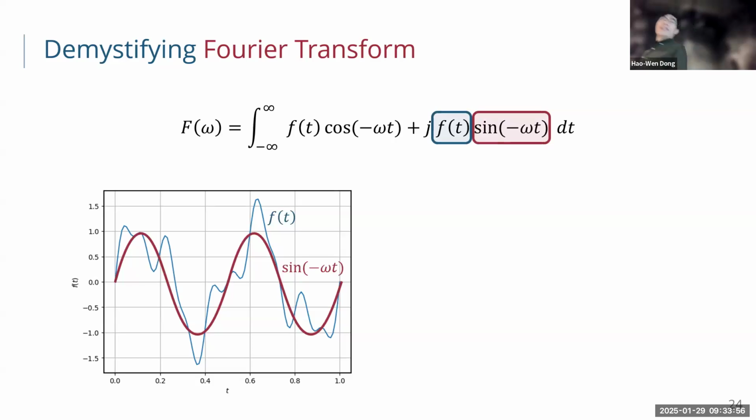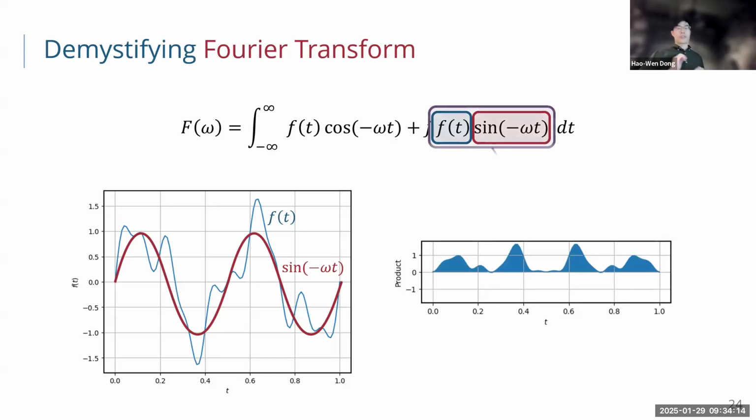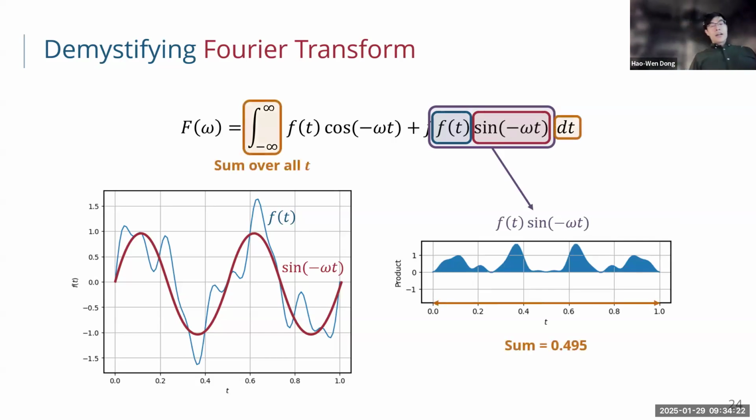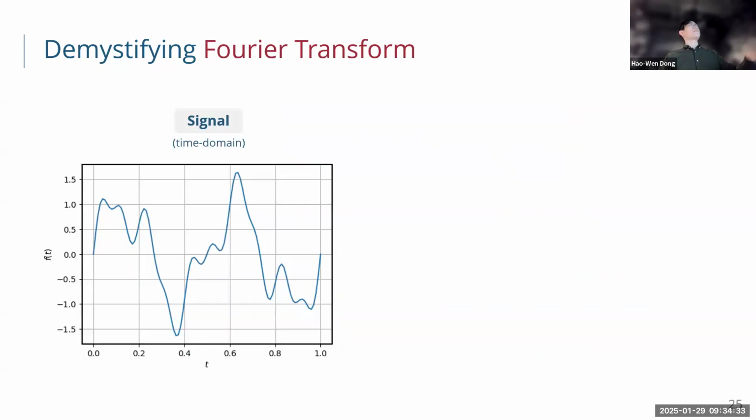So what we are doing in Fourier transform in the formula, even if it looks quite terrifying, fundamentally is checking whether the signal and that potential sine wave match or not by computing their product. We compute the product like this, and if there's a match, then we will get a high value. So we sum it up and we get 0.495, which is non-zero, which means that there's some component of 2 hertz inside it.